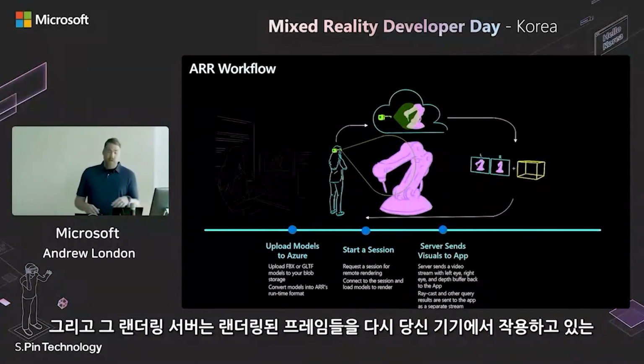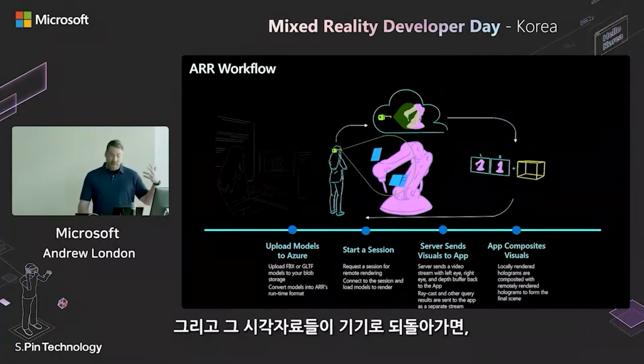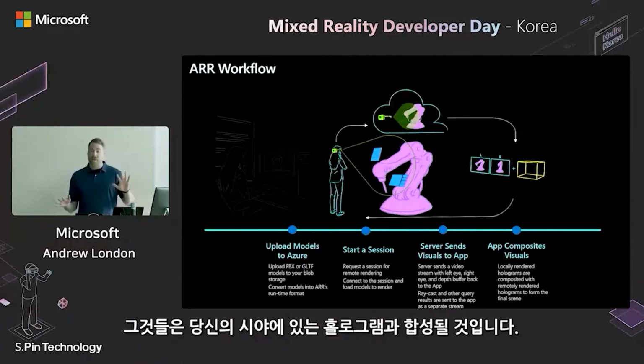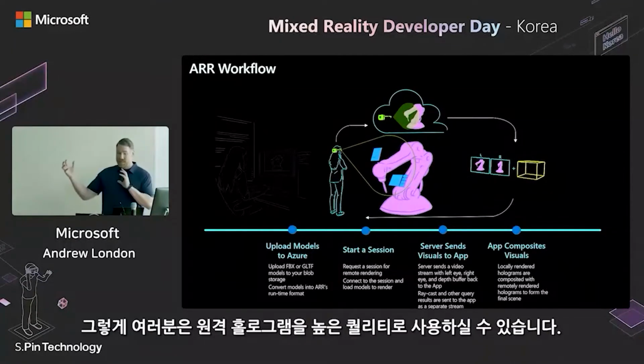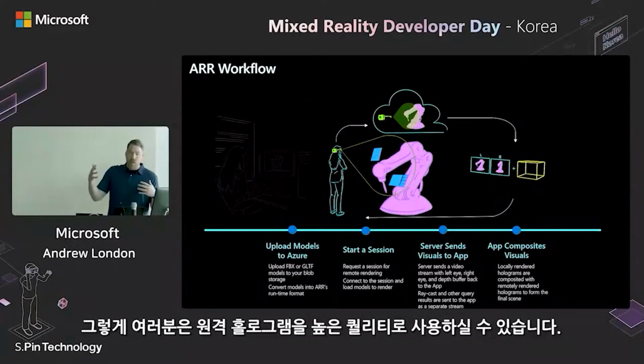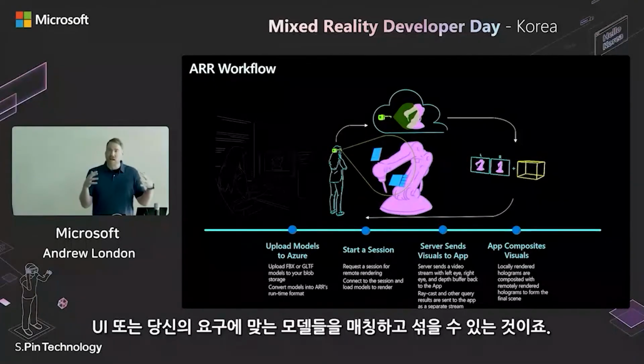And when rendering, the server sends those rendered frames back to your application, which is running locally on the device. And once those visuals get back to the device, those frames are composited with any holograms you might have in your scene. So you can really mix and match remote holograms for high poly content and local holograms for things like UIs or models that fit under those constraints.